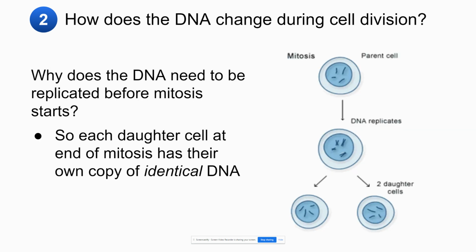So like I said, the reason that the DNA needs to be copied before mitosis begins is because each daughter cell created by cell division needs its own copy of the DNA. That DNA that each cell receives should be exactly the same or identical. No mutations, no mistakes in either one. If there's no mistakes, then each daughter cell that receives that DNA should be genetically identical, or a clone of each other.